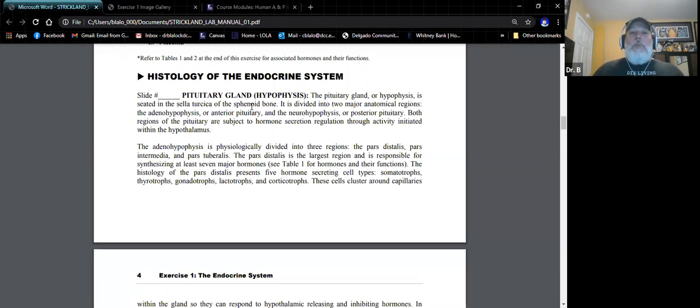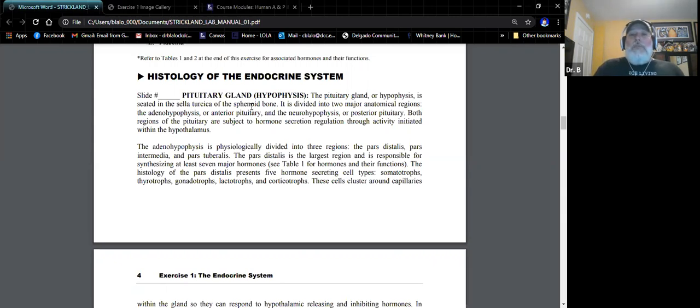Now, they're both going to be subjected to regulation initiated by the hypothalamus. You remember the hypothalamus, one of its jobs is to be a communication bridge between the nervous system and the endocrine system. So the hypothalamus is going to kind of start to stimulate some of the activity associated with the pituitary gland. The hypothalamus is also going to secrete hormones that the posterior pituitary gland is going to store.